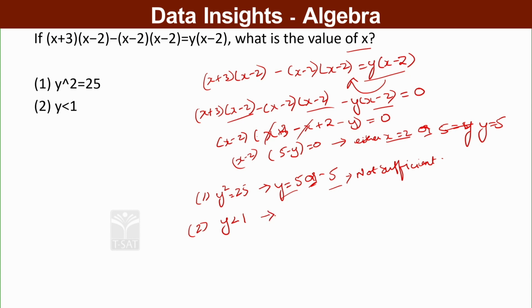The second piece of information says y is less than 1. So y is less than 1, so definitely y is not equal to 5. When y is not equal to 5, that means x is equal to 2. One of these two terms must be 0; either of these two things has to be true. Therefore, we get x is equal to 2.